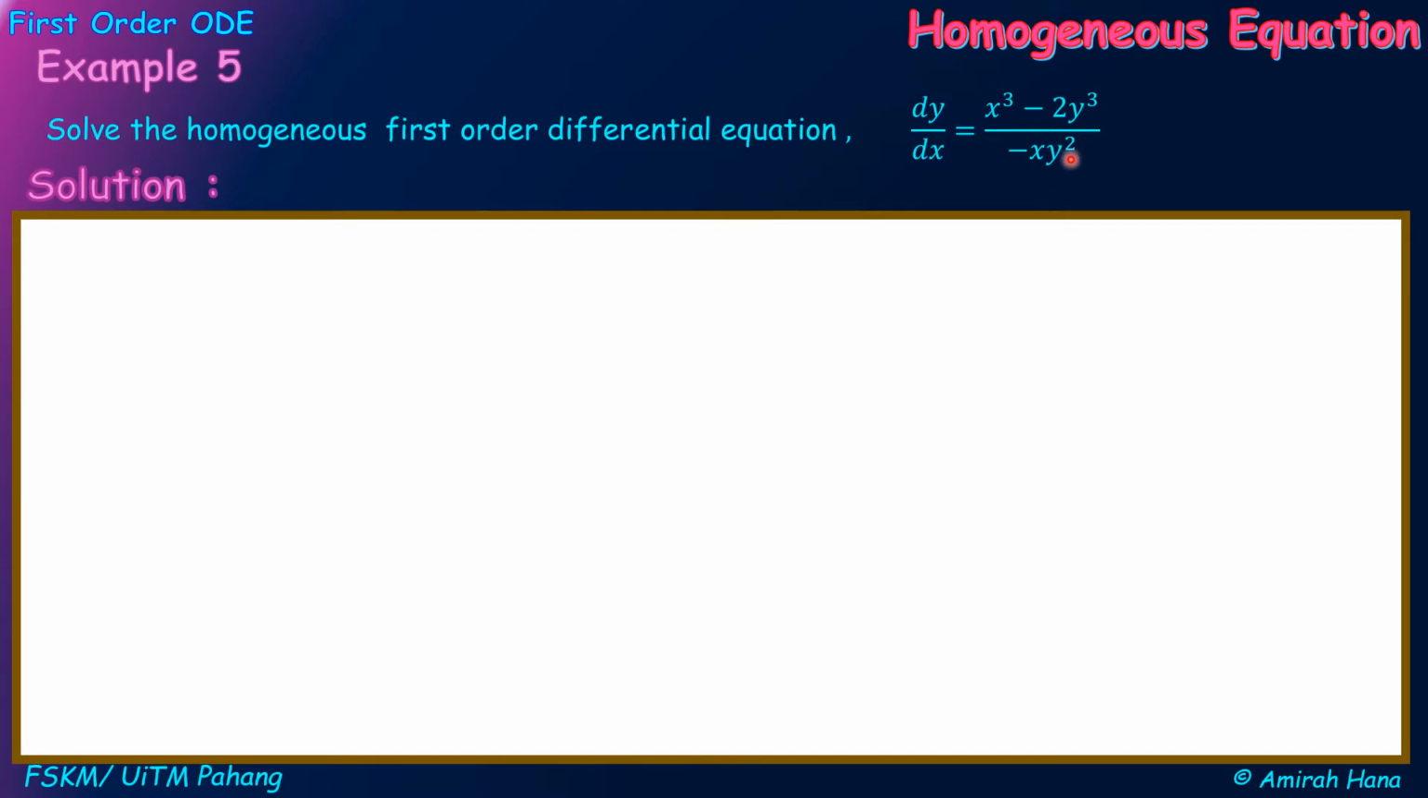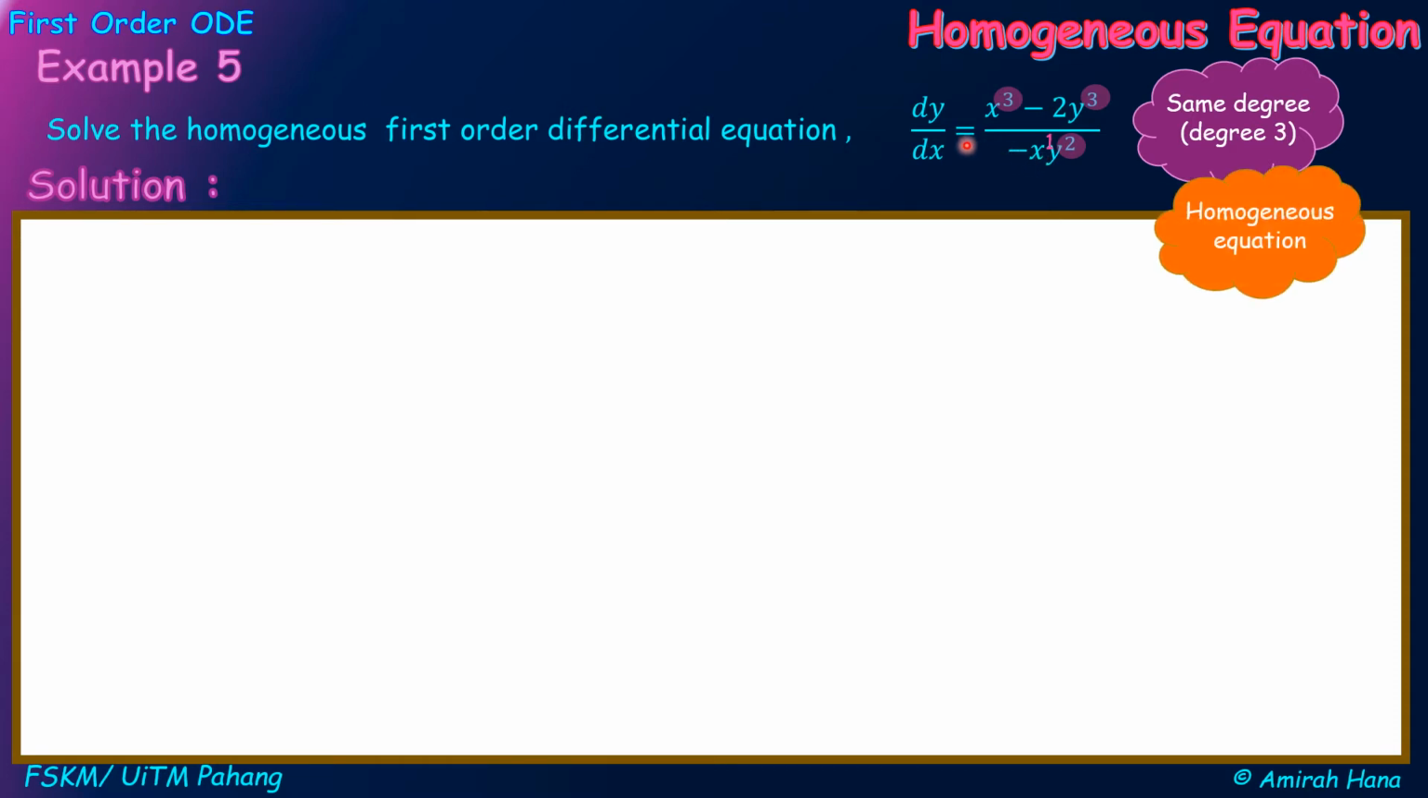y squared. From the given question here, we have x cubed, which is degree 3. y cubed, also degree 3. And then we have denominator x to the power of 1 times y squared. This is also degree 3. So from here, we have the same degree, which is degree 3. So this is a homogeneous equation with degree 3.